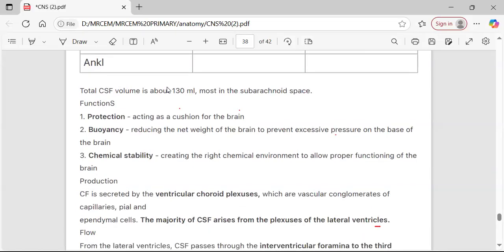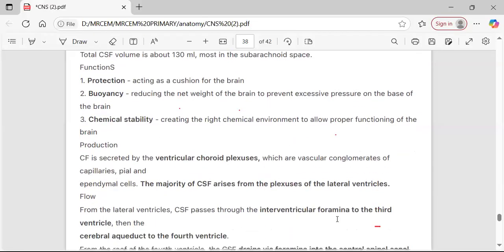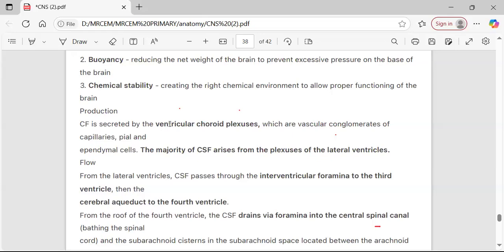Then the last topic is the CSF. There is about 130 ml of CSF, mostly in the subarachnoid space, acting as a cushion for the brain, providing buoyancy and reducing the net weight of the brain, and giving chemical stability. It also gives the chemical environment for proper function of the brain. Production: it is secreted by the ventricular choroid plexus.